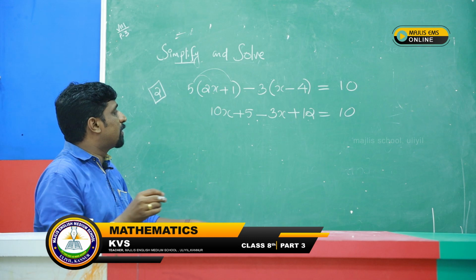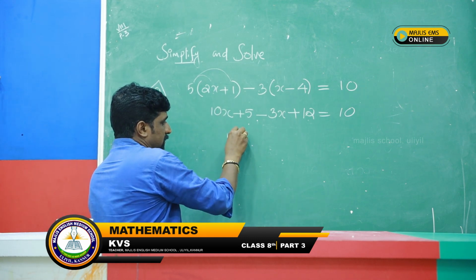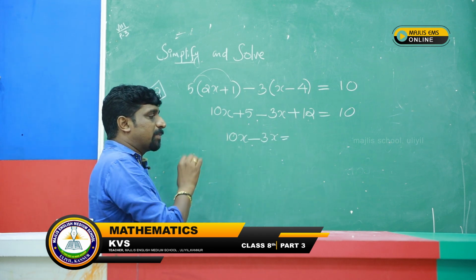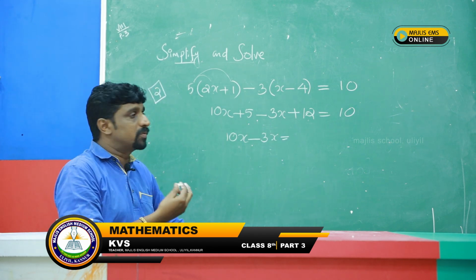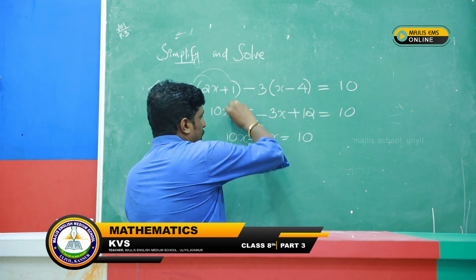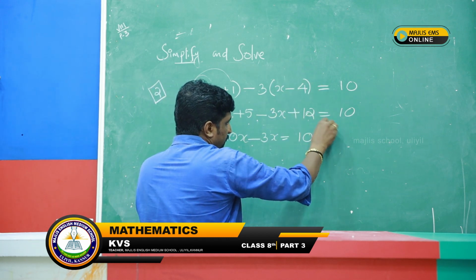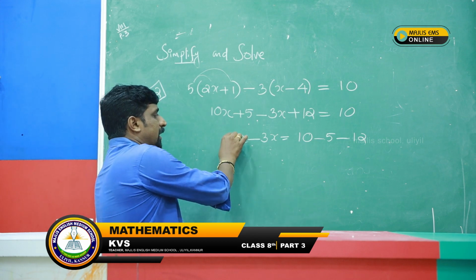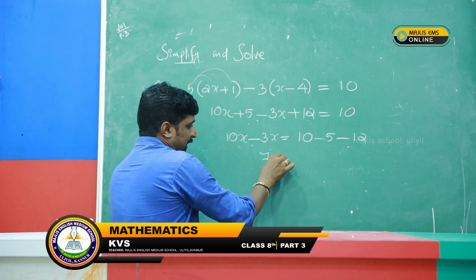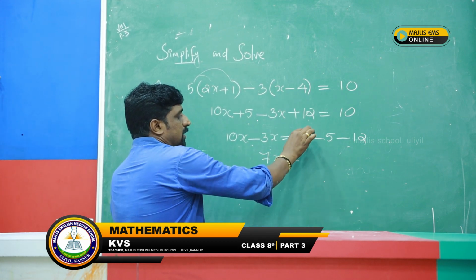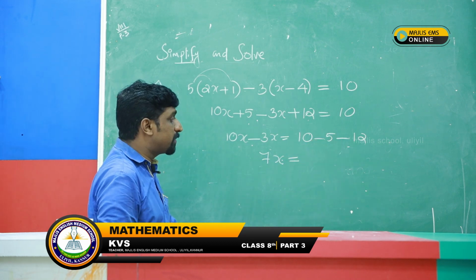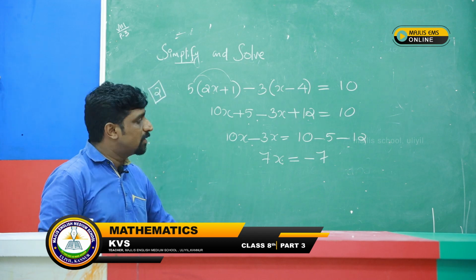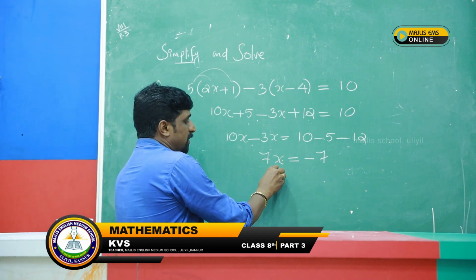Now first we remove the brackets, after that we multiply. Here 10x minus 3x, the variables we keep on the left side, and the other numbers can be moved to the right side. Therefore 10 here, plus 5 can be taken, that is minus 5, and 12 can be taken, that is minus 12. Then 10x minus 3x is 7x equal to 10 minus 5 is 5, 5 minus 12 is minus 7. Therefore 7x equals minus 7.